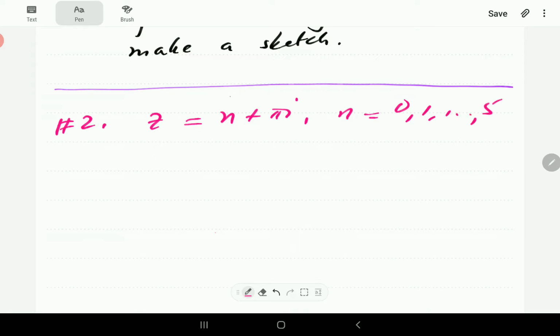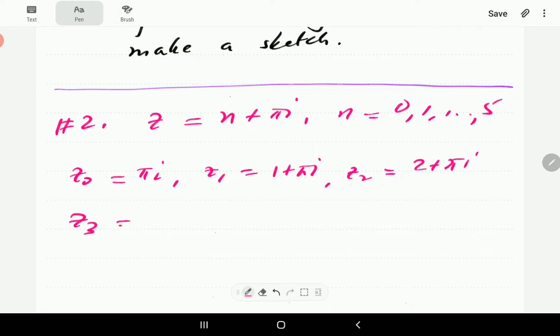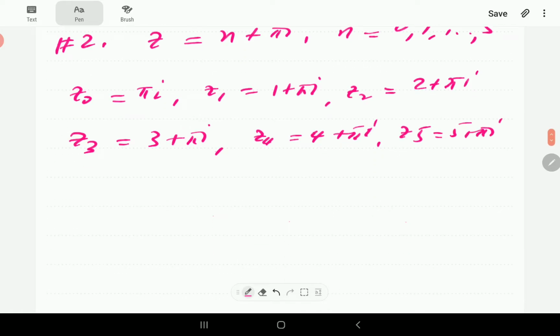So when n equals 0, z0 is going to be simply pi i. z1 is going to be 1 plus pi i. z2 is going to be 2 plus pi i. z3 is going to be 3 plus pi i. z4 is going to be 4 plus pi i, and lastly z5 is going to be 5 plus pi i.